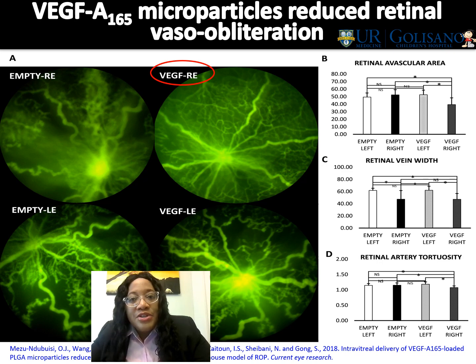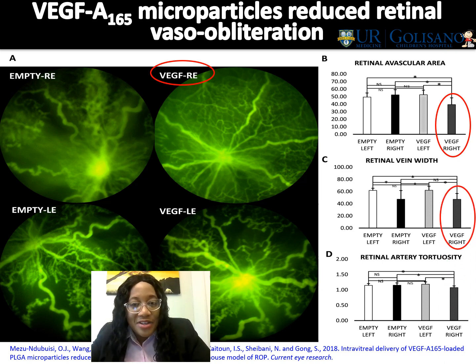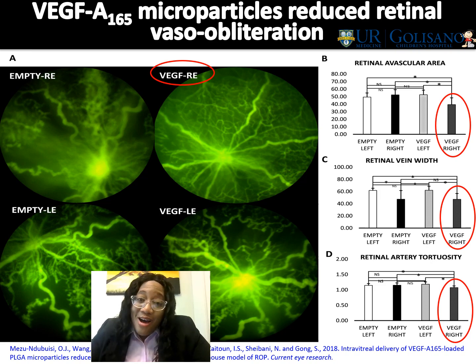In vivo retinal imaging showed earlier revascularization in the VEGF microparticle treated right eye compared to the contralateral untreated left eye, empty microparticle right eye, and its contralateral untreated empty left eye. There was a 75% reduction in retinal avascular area, a 75% reduction in the retinal vein width, and a 90% reduction in retinal arterial tortuosity when compared to the untreated contralateral eye. We hope to further optimize the pharmacokinetics of VEGF microparticle fabrication and test the efficacy and toxicity of higher doses of VEGF A165A microparticles.